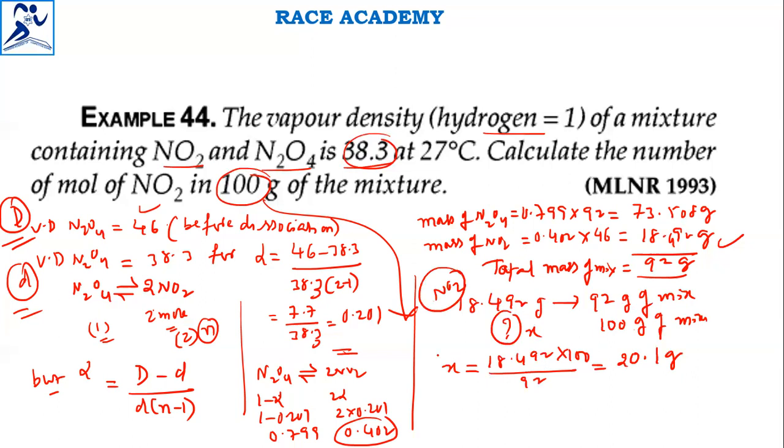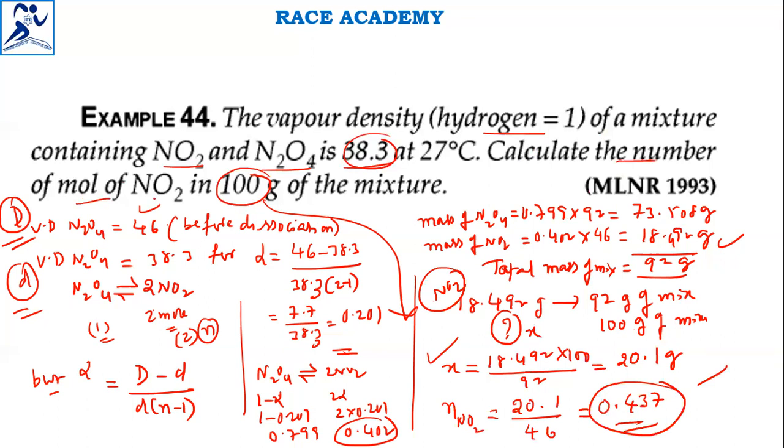Now we already got the mass. What is the number of moles? Number of moles is nothing but mass by molecular weight. Mass is 20.1. Molecular weight of NO2 is 46. 20.1 by 46 is 0.437. So 0.437 is the right answer for this question. The number of moles of NO2 will come to 0.437 only. Right? Move to the next question.